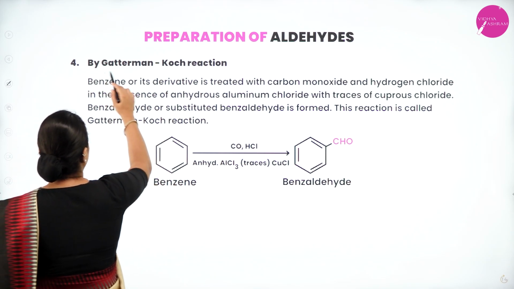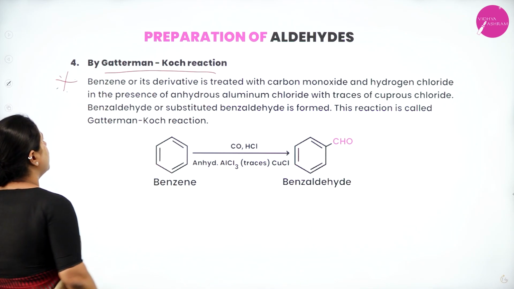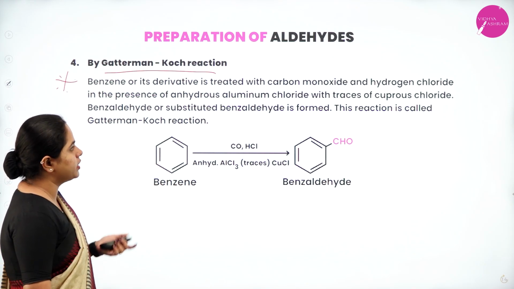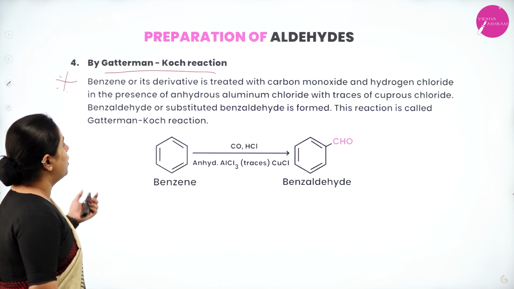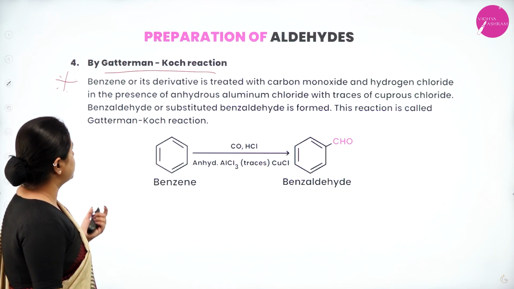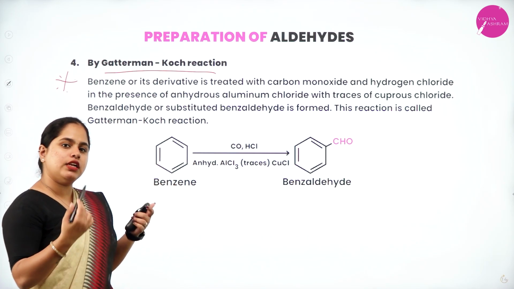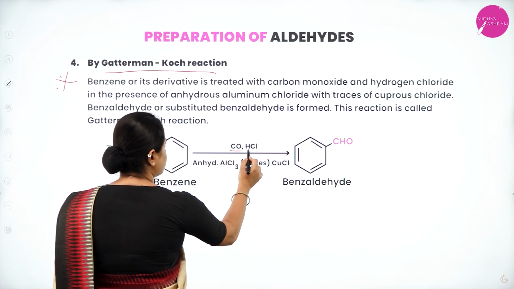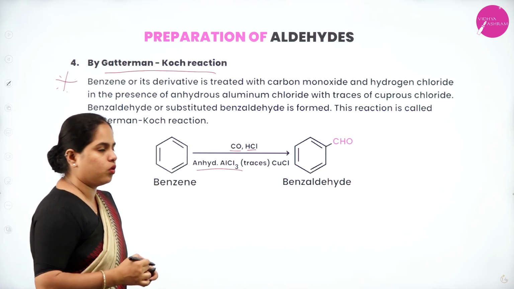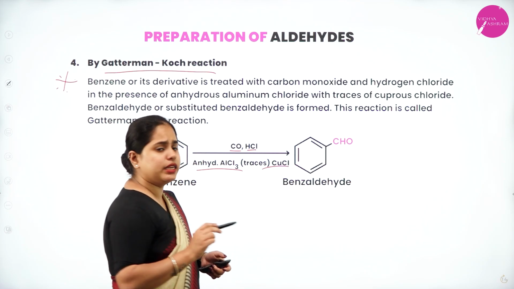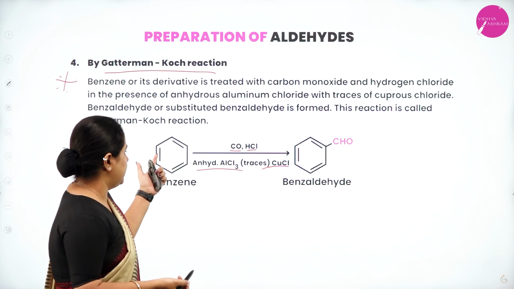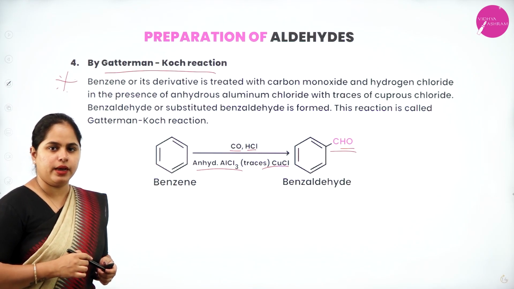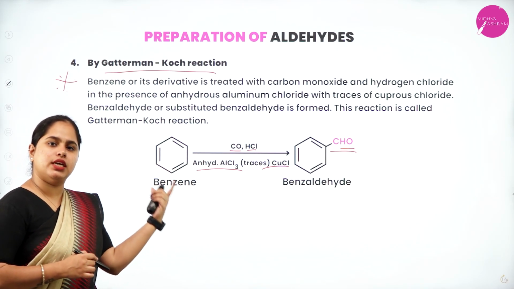The next one is the Gattermann-Koch reaction. Again it is very, very important. Benzene or its derivative is treated with carbon monoxide and hydrogen chloride in the presence of anhydrous aluminum chloride with traces of cuprous chloride. Benzaldehyde or substituted benzaldehyde is formed. This reaction is called the Gattermann-Koch reaction. So benzene or derivatives of benzene can be taken, meaning there can be other substituents also. It reacts with carbon monoxide and HCl in the presence of anhydrous aluminum chloride and a little bit of cuprous chloride. Here the aldehyde group is substituted, so you get benzaldehyde. Clear? Here you have to remember the reagent that we are going to use.